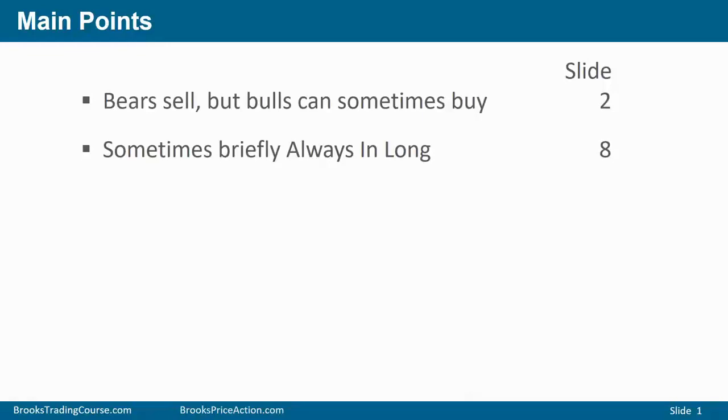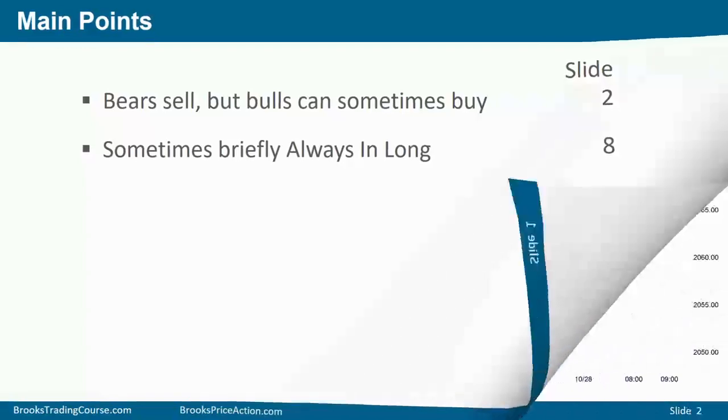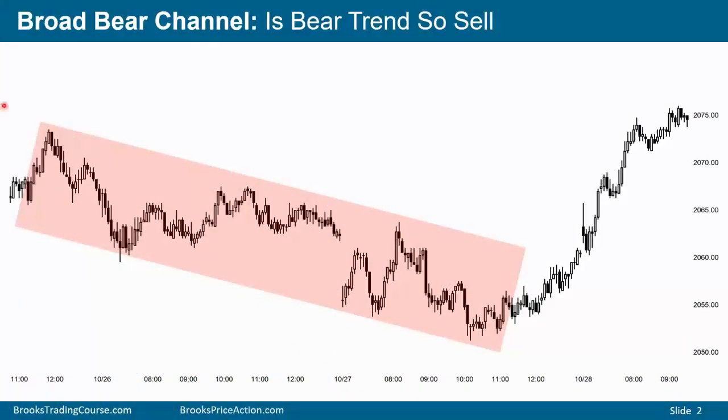Because it's a bear trend, bears will sell, but the market sometimes has strong enough reversals up so that bulls can sometimes make money buying. Also, broad bear channels often are always in long, but the rallies are bull legs in a bear trend. A broad bear channel, but a lot of the rallies are big enough for the bulls to make money either swing trading or scalping.